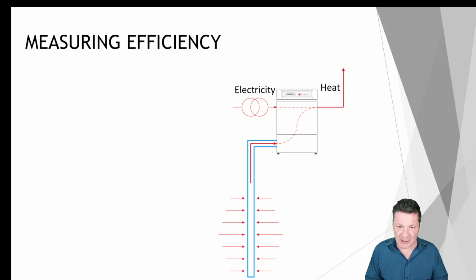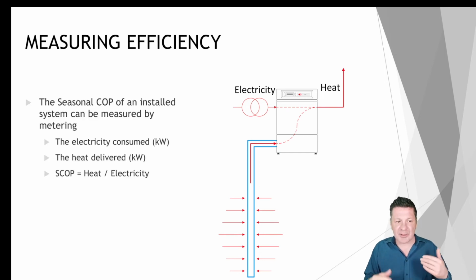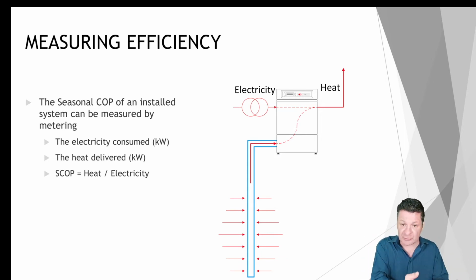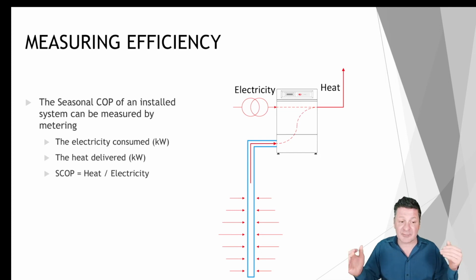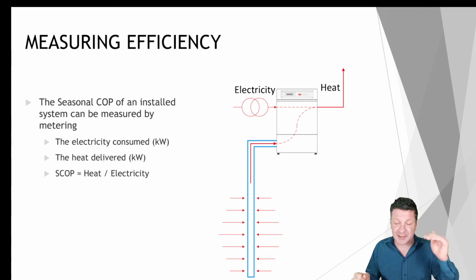So how do we measure that efficiency? Well, the seasonal COP of an installed system can be measured by measuring the electrical consumption with an electrical meter on the heat pump and the heat delivered using a heat meter, for example. And that will give us, if we go over a whole full year, the seasonal COP by dividing that heat into the dwelling divided by the electrical consumption.